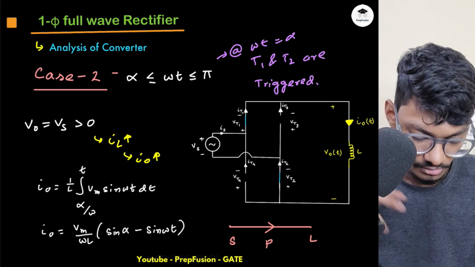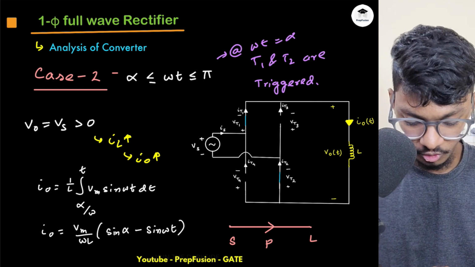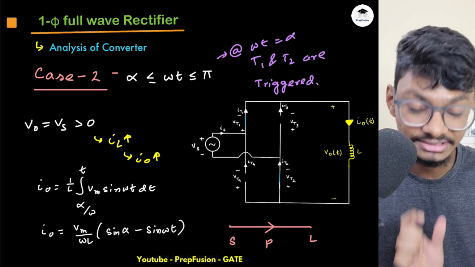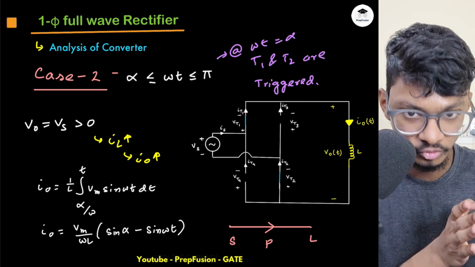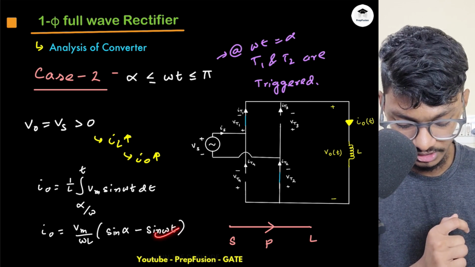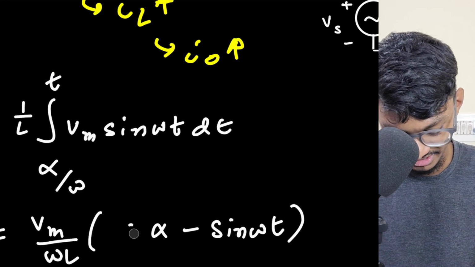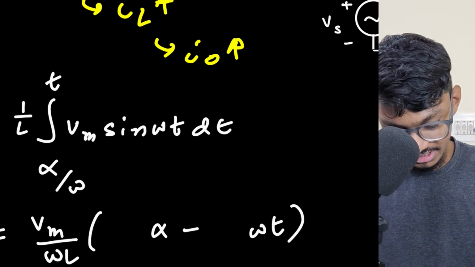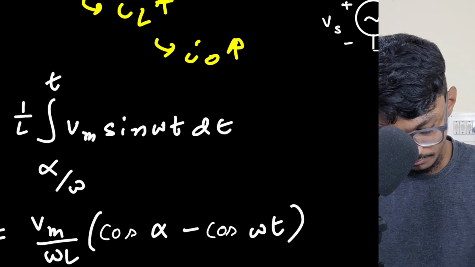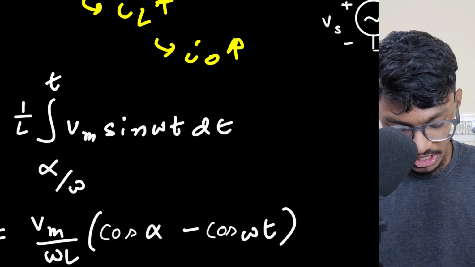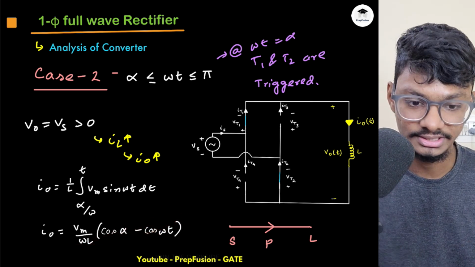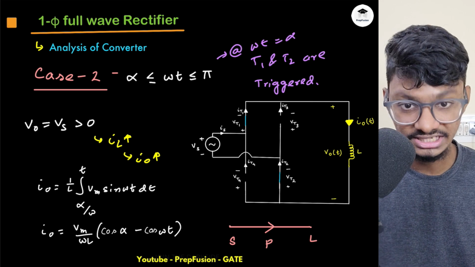This is the current. If you put omega t equals alpha, what should the current be? The current should be 0, because at that point only T1 and T2 are triggered. Before that, the current was 0, so the inductor will try to keep the same current. Sorry, I am making so many mistakes today; this will be cos only. At omega t equals alpha, this will be 0, so my assumption is correct. It satisfies the initial conditions.